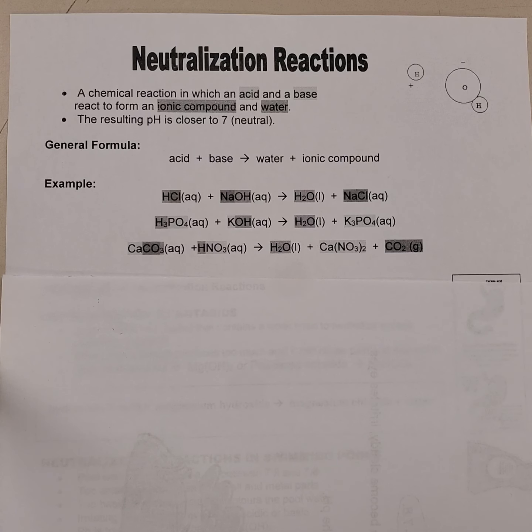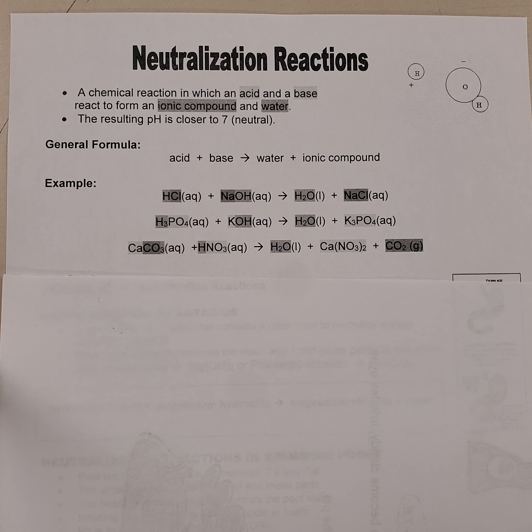Unit 1 Chemistry, Chapter 7: Neutralization Reactions. So in Chapter 7, we've looked at properties of acids and bases and the pH scale. Now what we're going to look at is what happens when an acid and base are reacting and what kind of products are formed. This type of reaction is called a neutralization reaction.